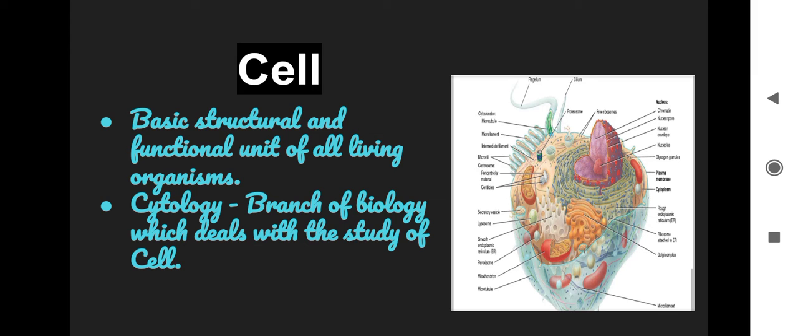The basic structural and functional unit of all living organisms is the cell. We know that our body is made up of various cells. All organisms are made up of cells. Various cells in our body combine to form tissues. Various tissues combine to form an organ, and these organs combine to form an organ system, and various organ systems combine to form an organism. Cytology is a branch of biology which deals with the study of the cell.